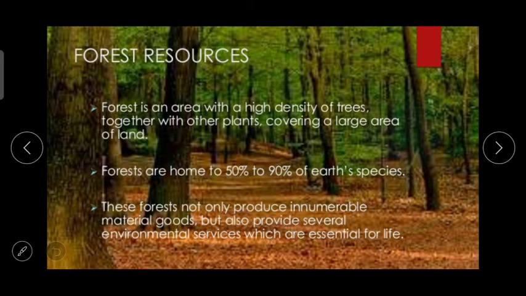Some people are shown collecting different items in the forest like honey, resin, which is used for making plastics or durable castings, or dops. Then rubber latex. In order to fulfill our needs, we collect various products from plants in nature. So forest is an area with a high density of trees, together with other plants covering a large area of land. Forests are home to 50% to 90% of Earth's species.